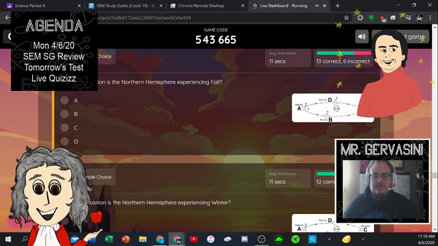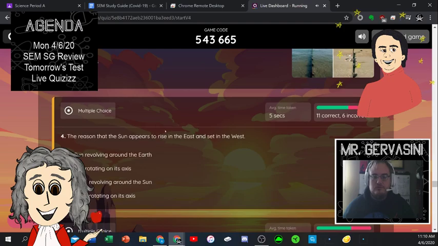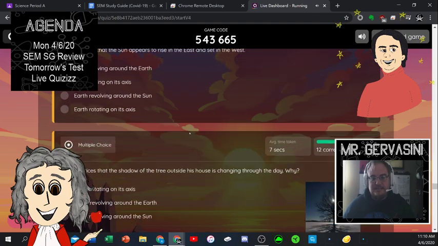When you're looking at the seasons diagram, remember the axis can be pointed to the sun, away from the sun. It can be left or it can be right. Always going counterclockwise. In the northern hemisphere, look to see the top of the axis. Is it aimed at the sun or is it away from the sun? Find summer, find winter. Then you can find the other seasons. Okay? Bulges of water, tides.